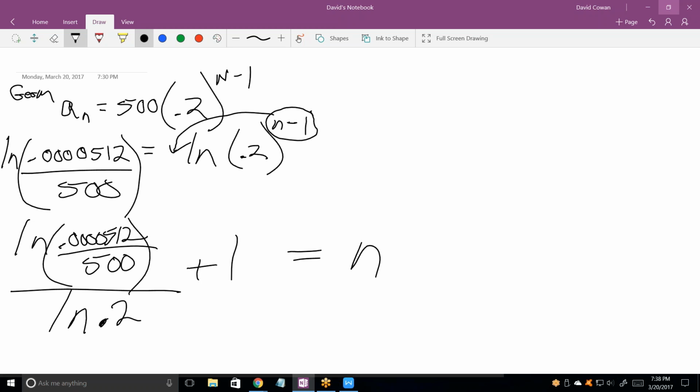So I should end up with a positive number, and we better. If you end up with a negative n, you're in trouble. You've made a mistake, because n cannot be negative in this case. N is an integer from 1 to infinity. But I feel safe here because I know that that's a negative number and that's a negative number. So a negative divided by a negative is going to be positive, and I'm going to add it to 1. So n will be positive for sure.